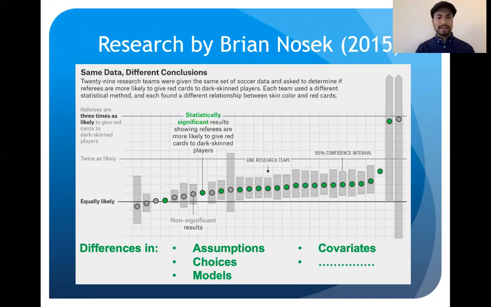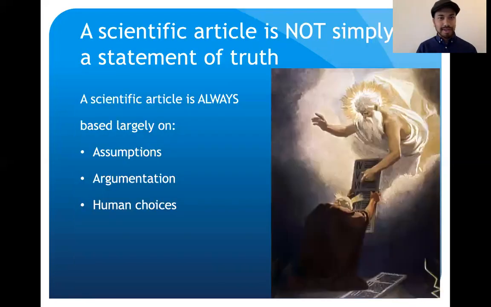So that leads us to the following realization about scientific research. A scientific article is not simply a statement of truth. It is always based on human assumptions, human argumentation, human choices. And as we all know, humans are imperfect and so are their products. And that means that you can question it.